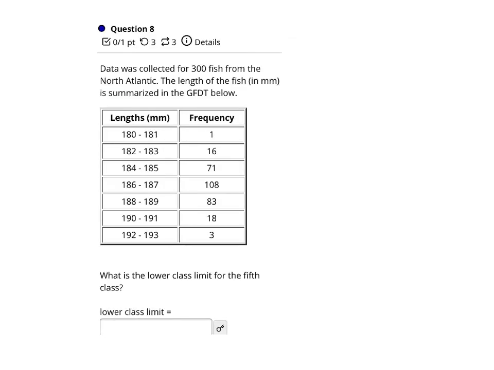Question 8. Data was collected for 300 fish from the North Atlantic. The length of the fish in millimeters is summarized in the GFDT below. What is the lower class limit for the 5th class? So this is the 1st class, 2nd class, 3rd class, 4th class, 5th class. The lower class limit is 188.